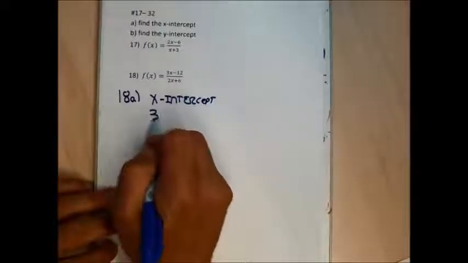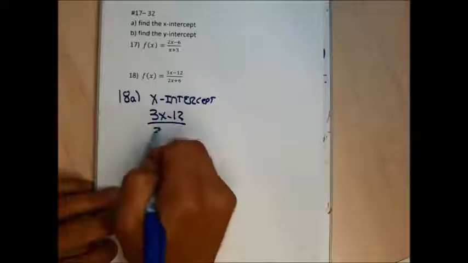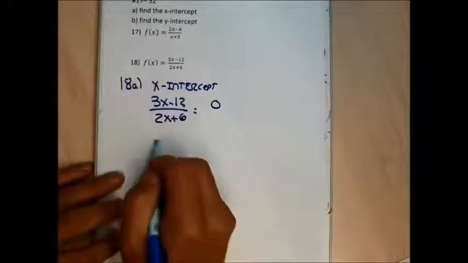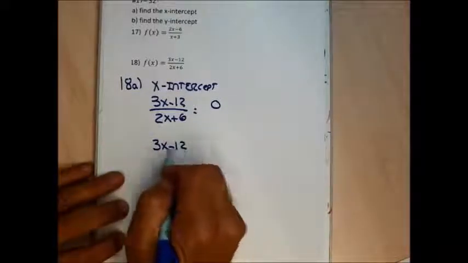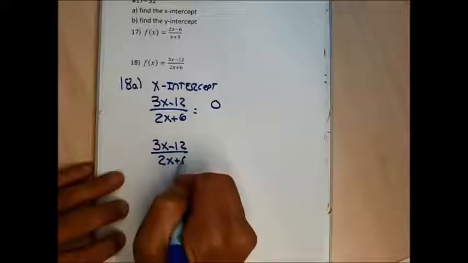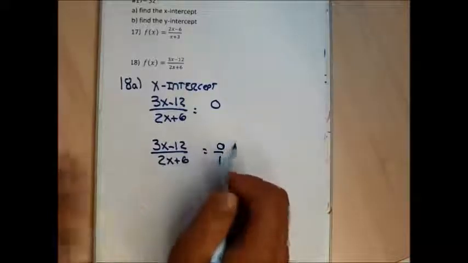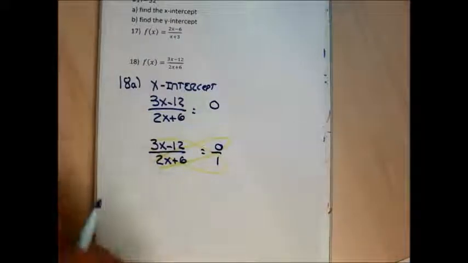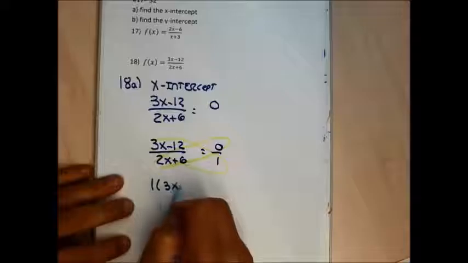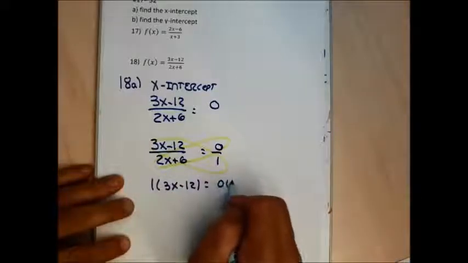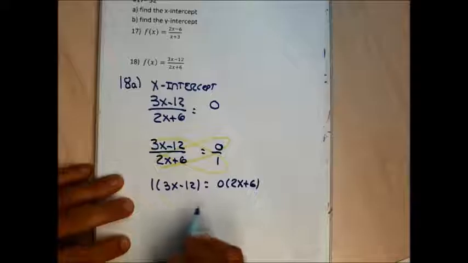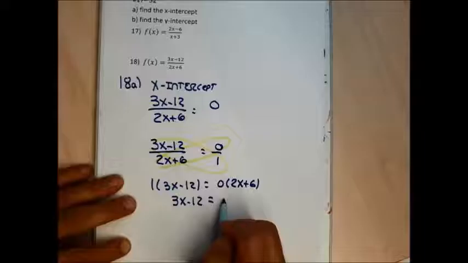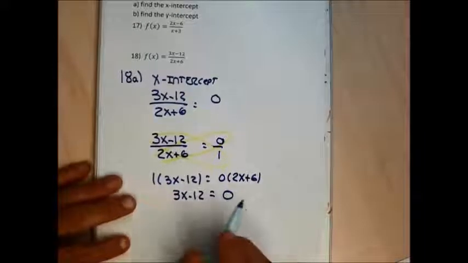So the function is (3x minus 12) over (2x plus 6). To find the x-intercept, I set my function equal to 0. I'm going to rewrite that 0 as a fraction so I can cross multiply. And then I'm going to cross multiply up and cross multiply down. I'm going to get 1 times 3x minus 12 equals 0 times 2x plus 6. On the left-hand side, I'm going to get 3x minus 12 because 1 times anything is itself. On the right-hand side, I get 0 because 0 times anything is 0.